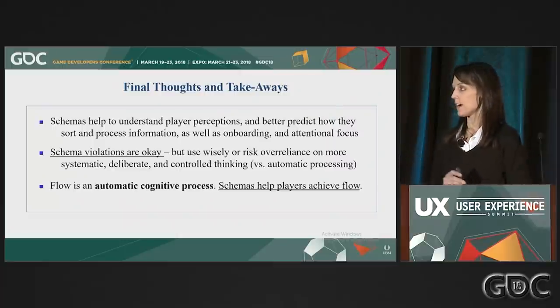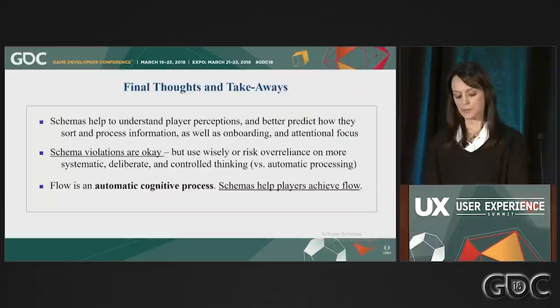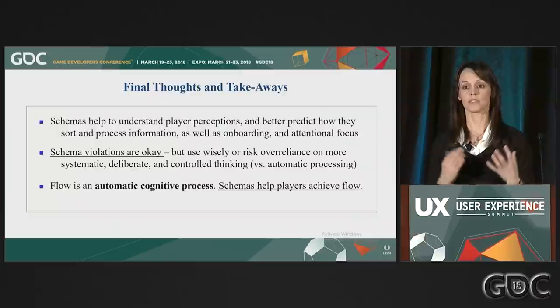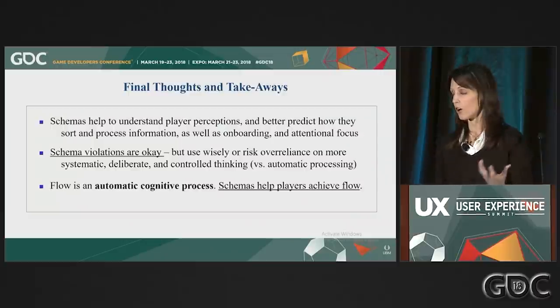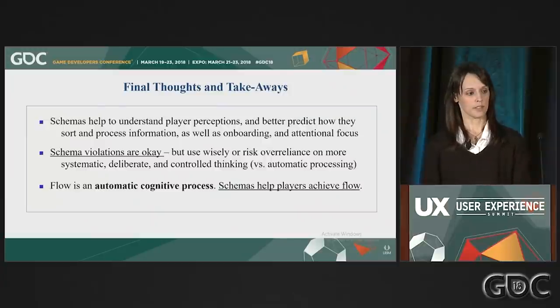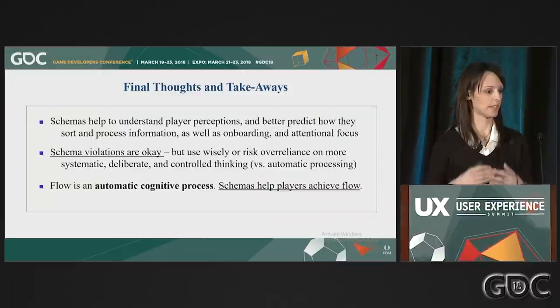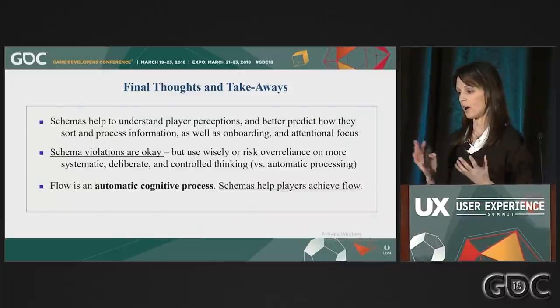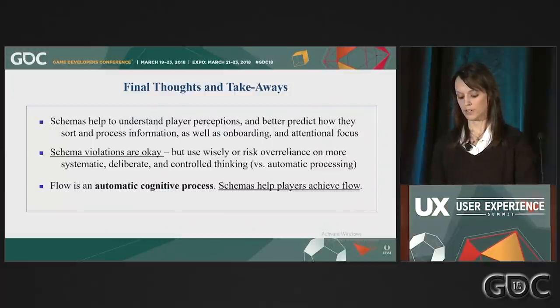And it is okay to violate those schemas. In fact, it's pretty fun to do it and twist players' expectations. And again, I'm thinking of the Stanley Parable. It's just on my mind today. But we have to be very careful with this, because what can happen is an over-reliance on different types of thinking, and they are more systemic, deliberate, and more controlled types of thinking. Sometimes we want players to be on autopilot, because that's a really fun way to throw a wrench in their plans. And if we are violating their schemas too often or too hard, that can really cause a problem.